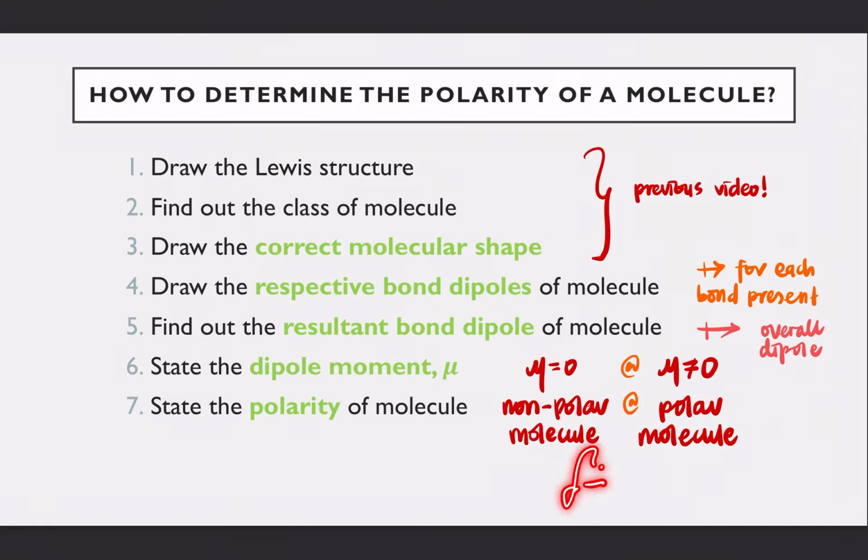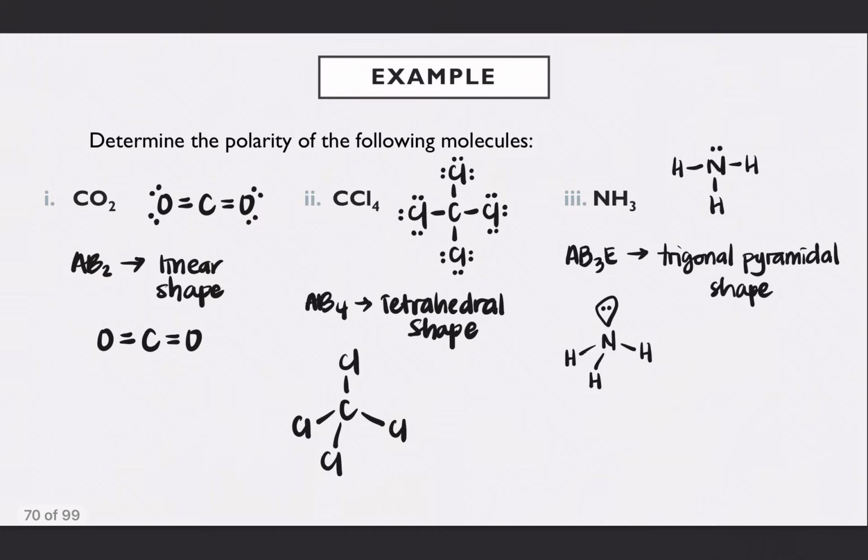Dia ada part partially positive, the other part partially negative. So the partially negative part, okay, is the region of high electron density, yang banyak elektron. Okay, so let's do this example.